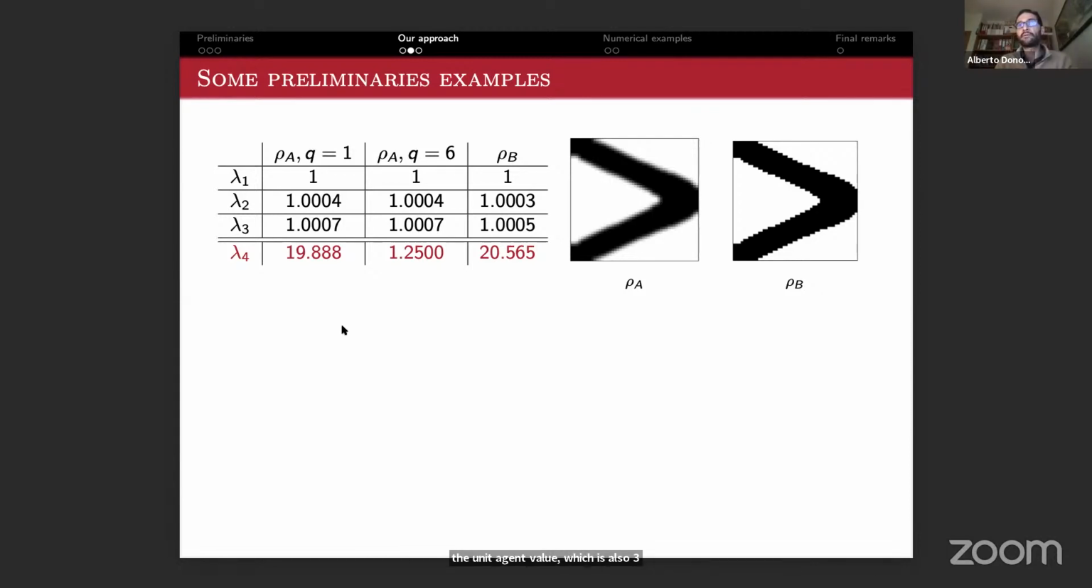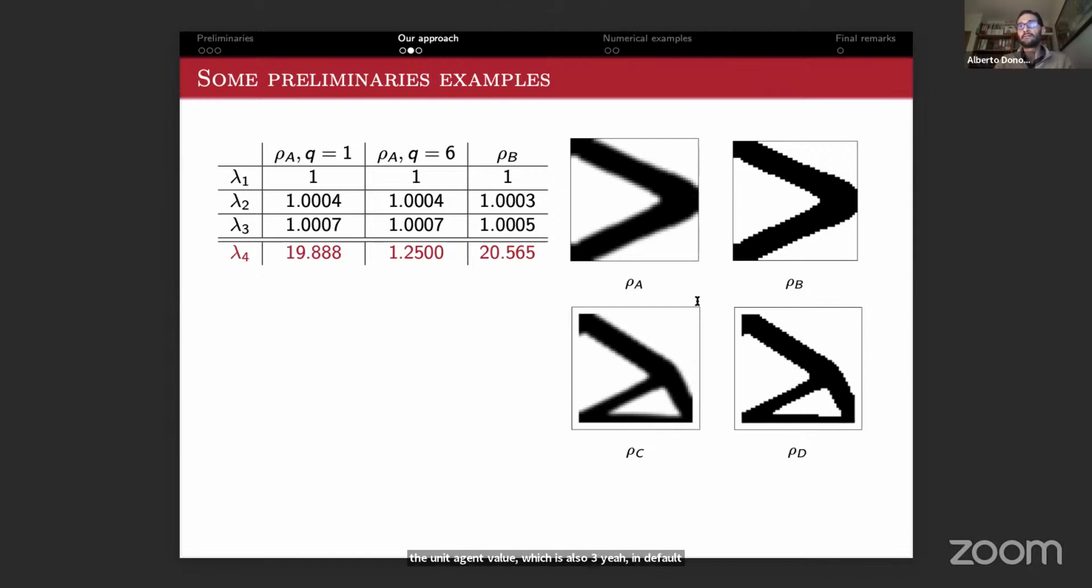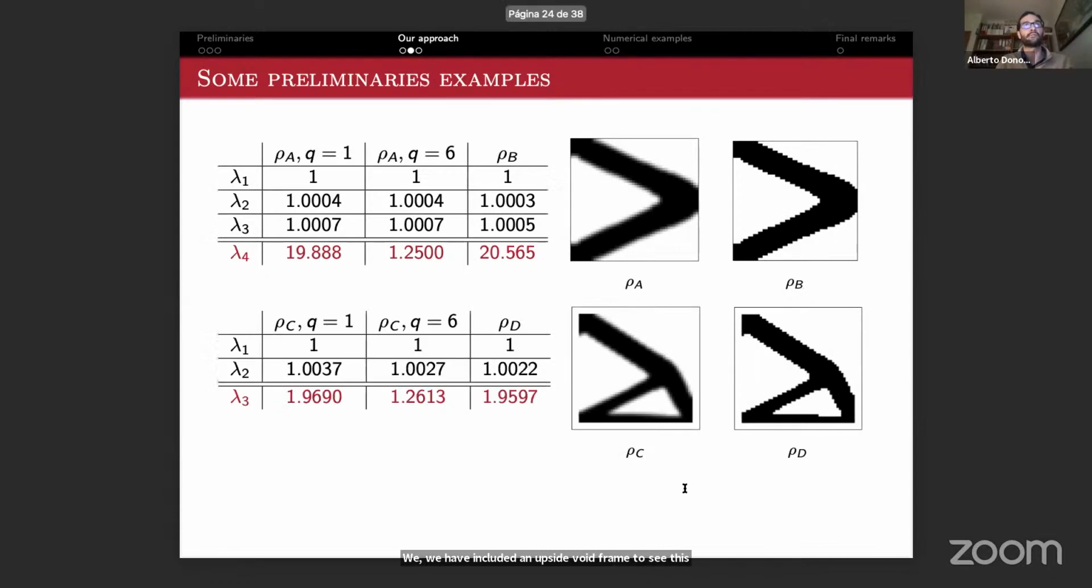In the other example, we have included an upside void frame to see this effect in the method, and the new results are coherent with this new situation, because now we have just two void regions, two connected void regions, and it coincides with the multiplicity of the unit eigenvalue, that in that case is 2, because two eigenvalues are close to 1. So we could say that our method detects successfully how many disconnected void areas there are, because it coincides with the multiplicity of the unit eigenvalue.